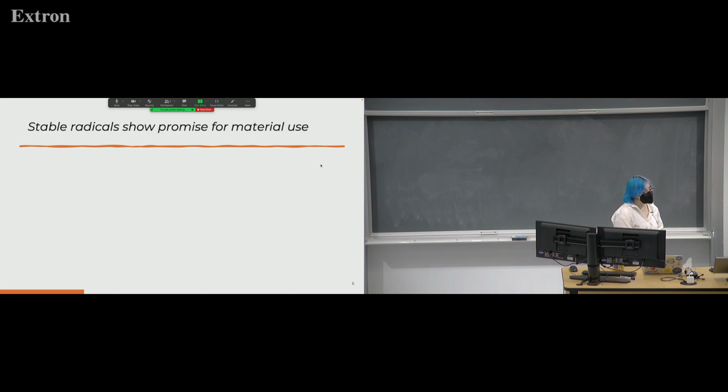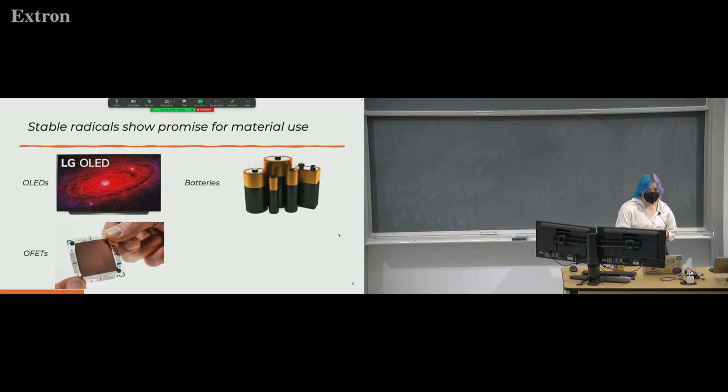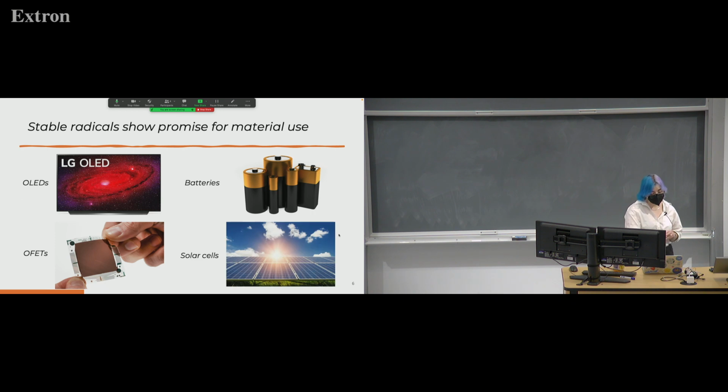So with these examples of stable radicals, there have been proposed uses for various materials, one of those being OLEDs, which are organic light-emitting diodes. Also, we have OFETs, which are organic field effect transistors. And then we also have the potential for use of stable radicals in batteries and solar cells.